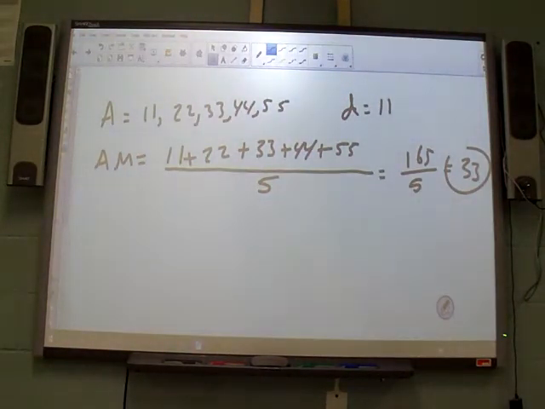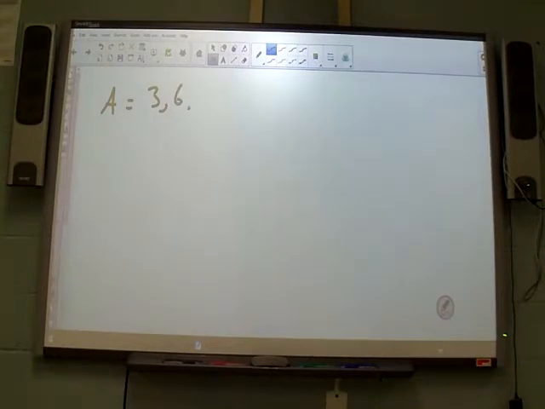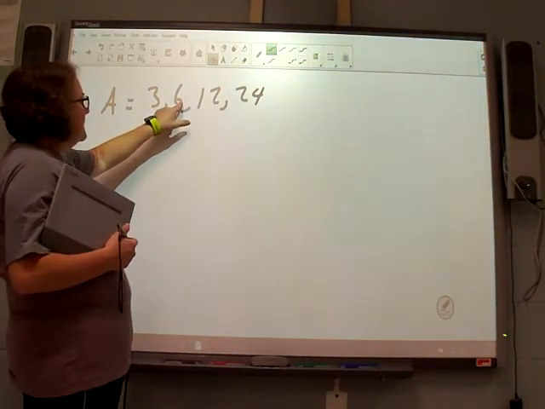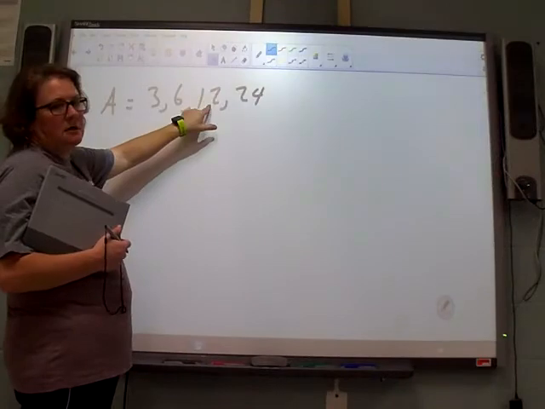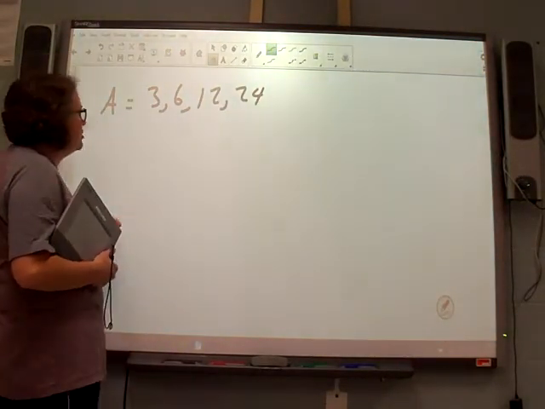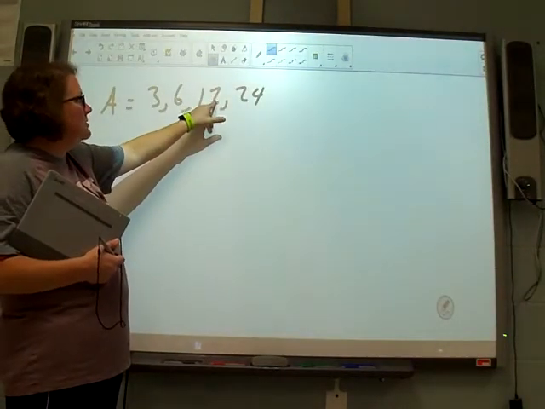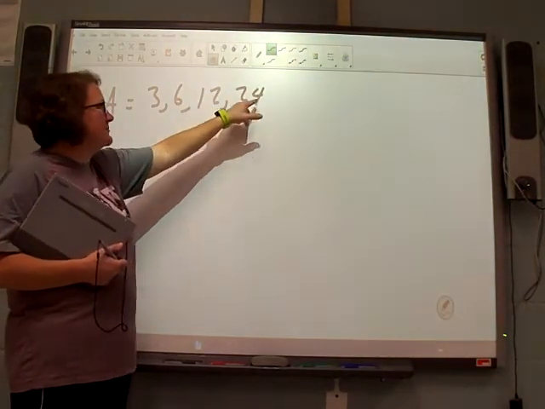Alright, so let's look at another one now. Let's say I gave you this sequence and asked you to find the mean. Well, again, you've got to determine what type of sequence we are. I know 3 plus 3 is 6, but 6 plus 3 is not 12, so it's not arithmetic. So let's check and see if there's a ratio, see if it's geometric. 3 times 2 is 6, 6 times 2 is 12, excuse me, 12 times 2 is 24.